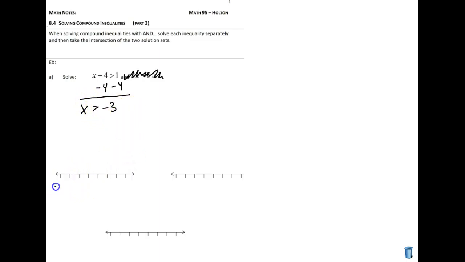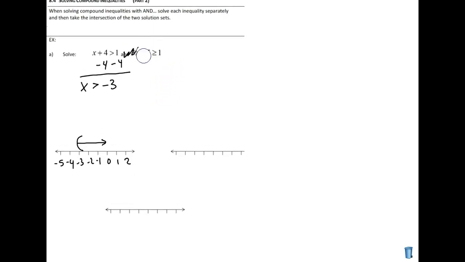So I can put this on a number line. Negative 5, negative 4, negative 3. You get the idea. And x greater than negative 3 looks like this. I'm going to have a parenthesis here at negative 3, and we're going to go to the larger side, x greater than.